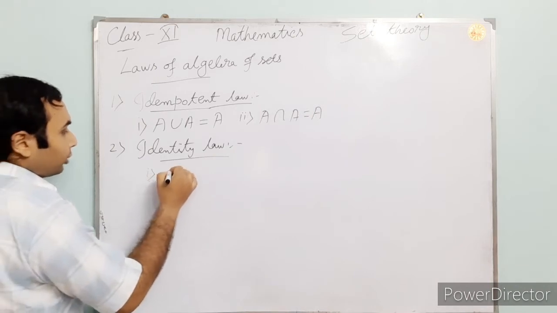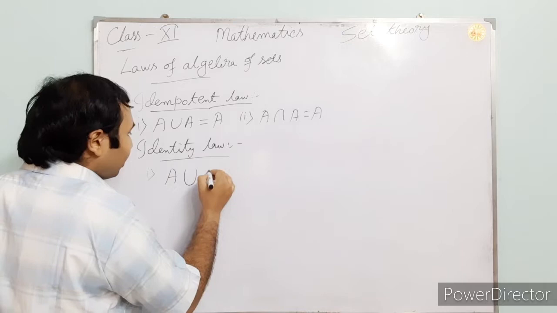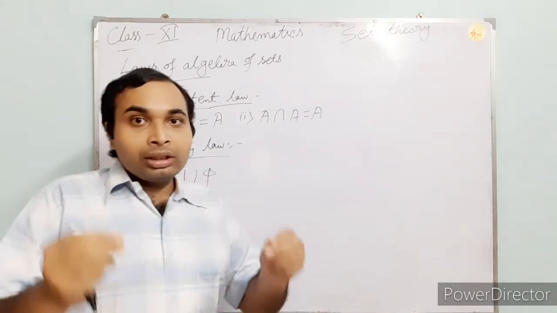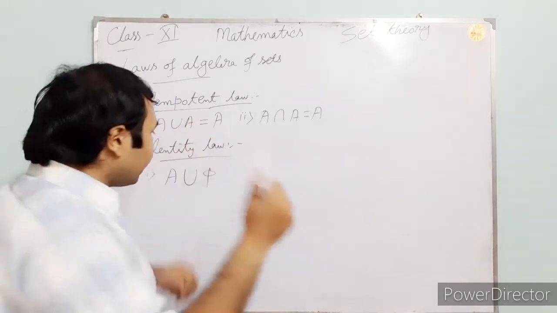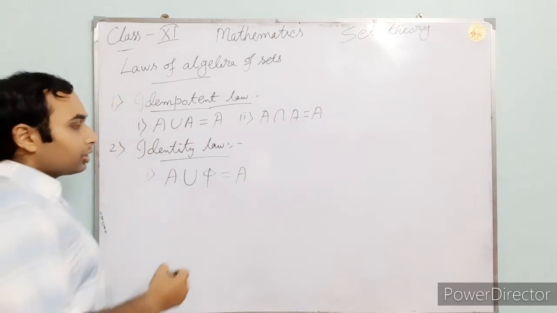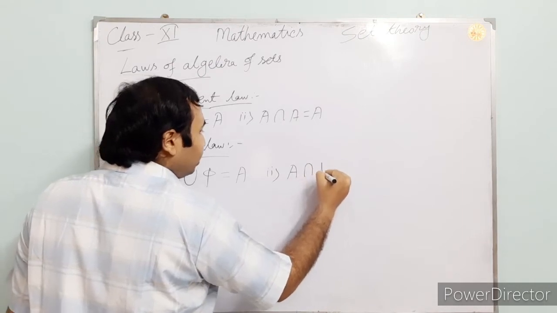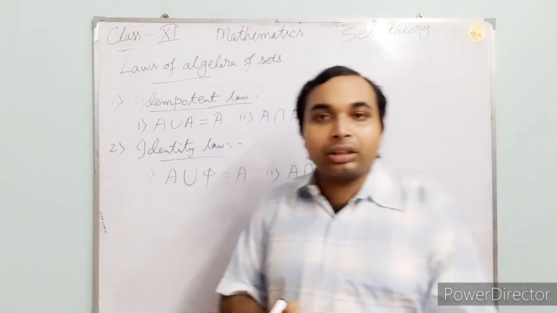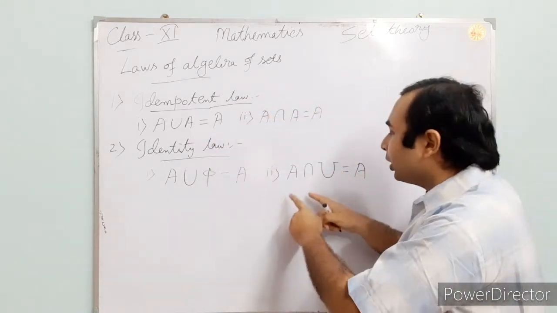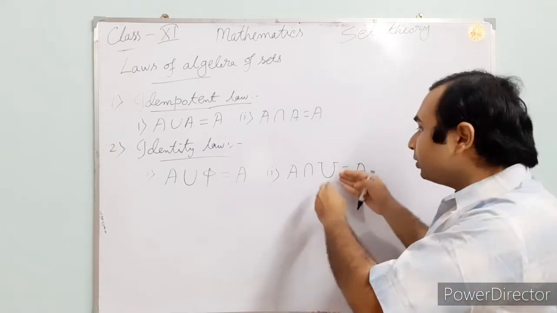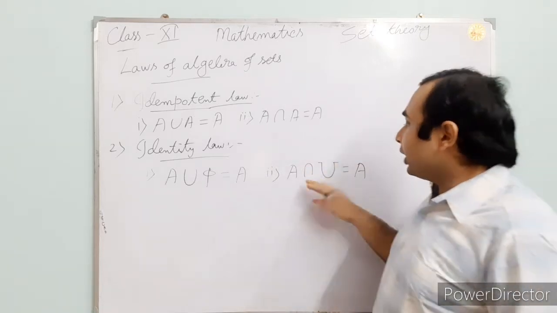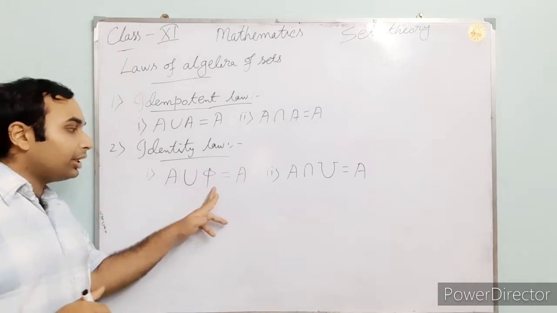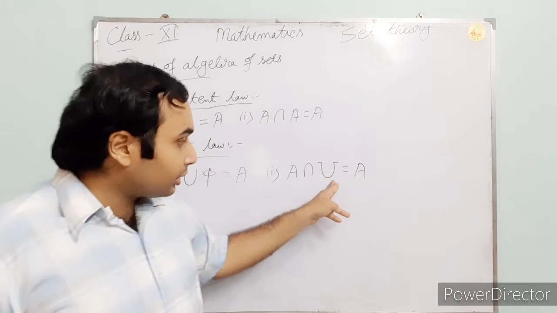Here for union, if we take A union phi, that is the null set, that means the elements of the set A union the elements of a void set or null set, which is nothing. So we get only that set. A union phi equals A. And for intersection, A intersection U, the universal set, also equals A. Universal set means the collection of all the sets under the operation. Now we are taking the common part between the set A and the universal set. Since A is also in the universal set, the common part will be only A. So A intersection universal set equals A. So for union, phi is the identity element, and for intersection, the universal set is the identity element.